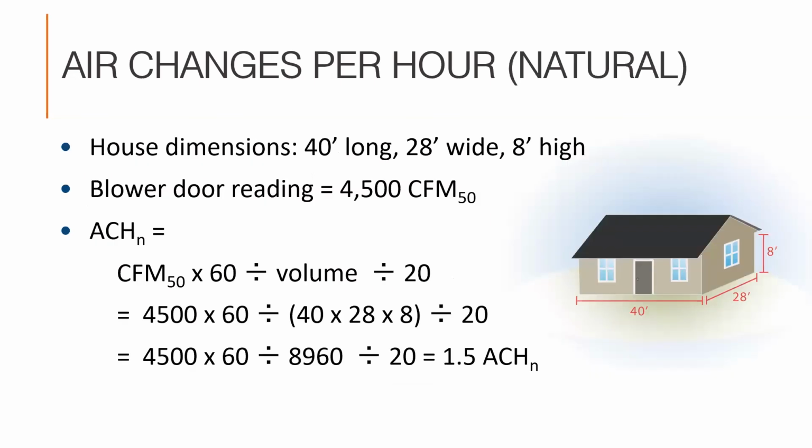So let's look at an example. Take a house with dimensions 40 by 28 with 8-foot ceilings. The blower door test result was 4,500 CFM 50. So the air changes per hour in natural conditions could be got by taking the blower door test result, 4,500, multiplying it by 60 to turn it to cubic feet per hour. You divide that by the volume of the house at 8,960 cubic feet and divide it again by the N factor, which in this case they're using the number 20. And you see 1.5 air changes per hour.